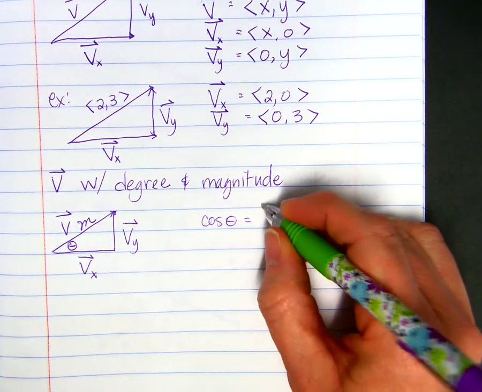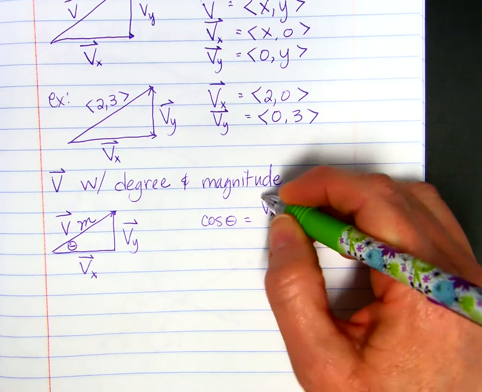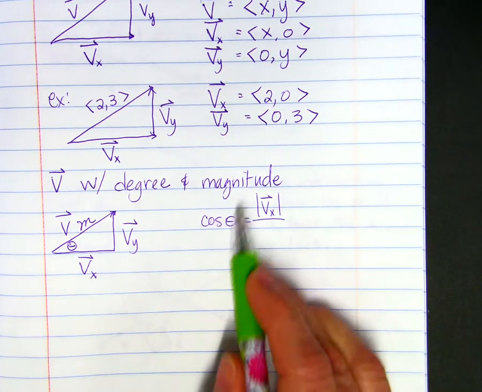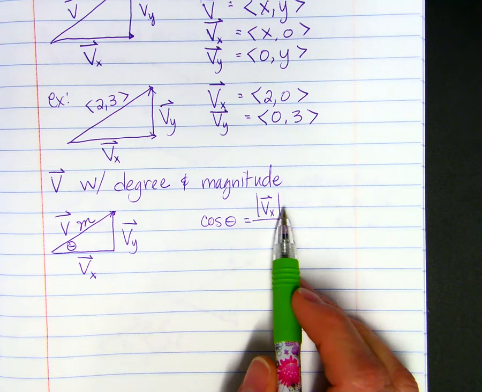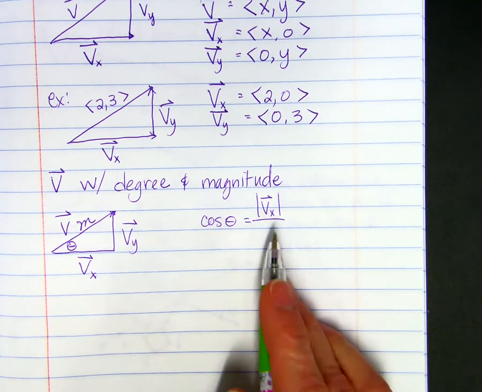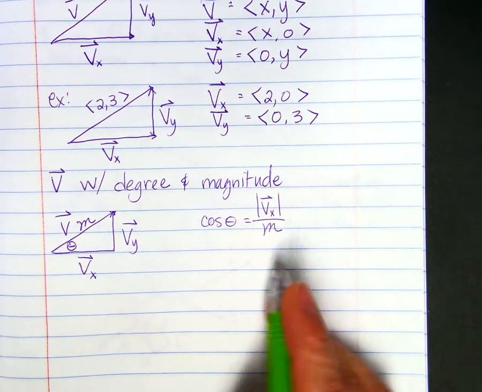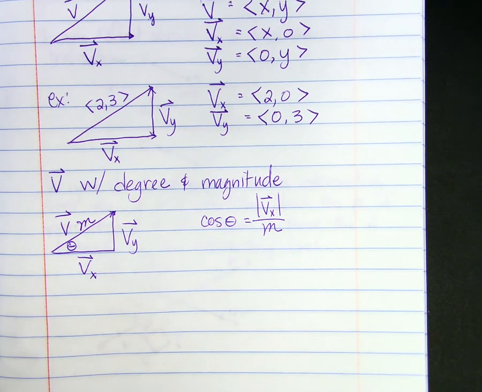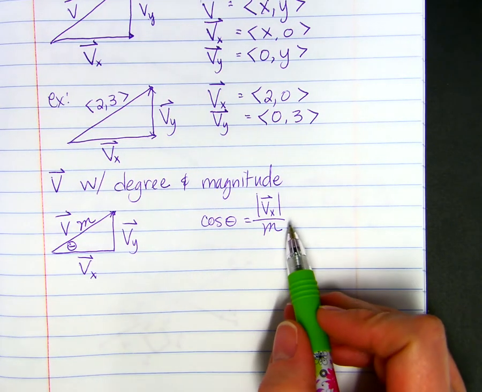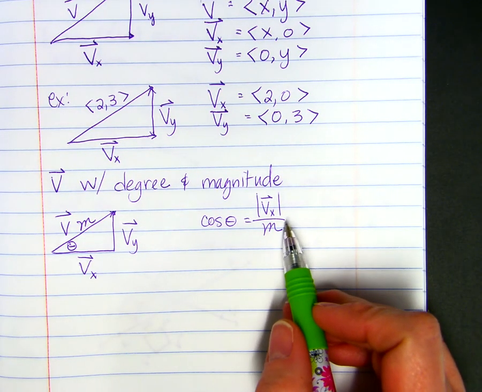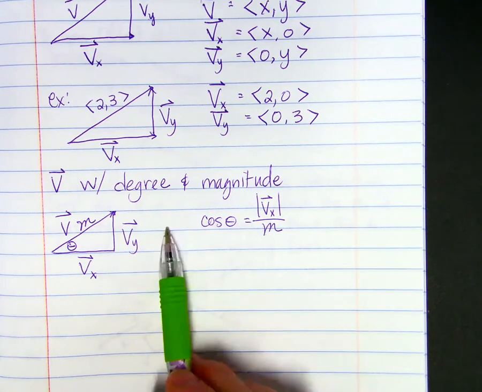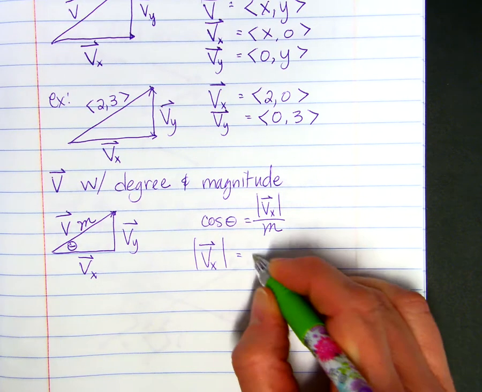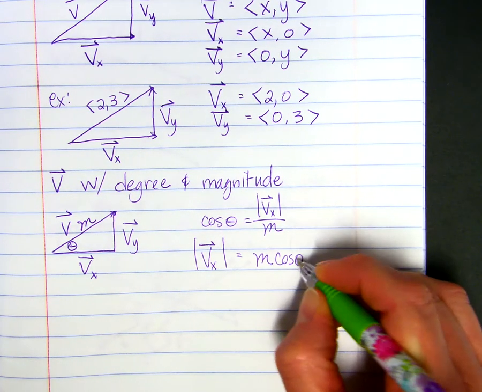So we have vector v sub x, and if you remember, that's the magnitude. So when you put that in those absolute value bars, that means the magnitude of v sub x over m, which is the magnitude of your vector. So if I want to find the magnitude of v sub x, I would multiply both sides by m. So the magnitude of v sub x equals m times cosine theta.